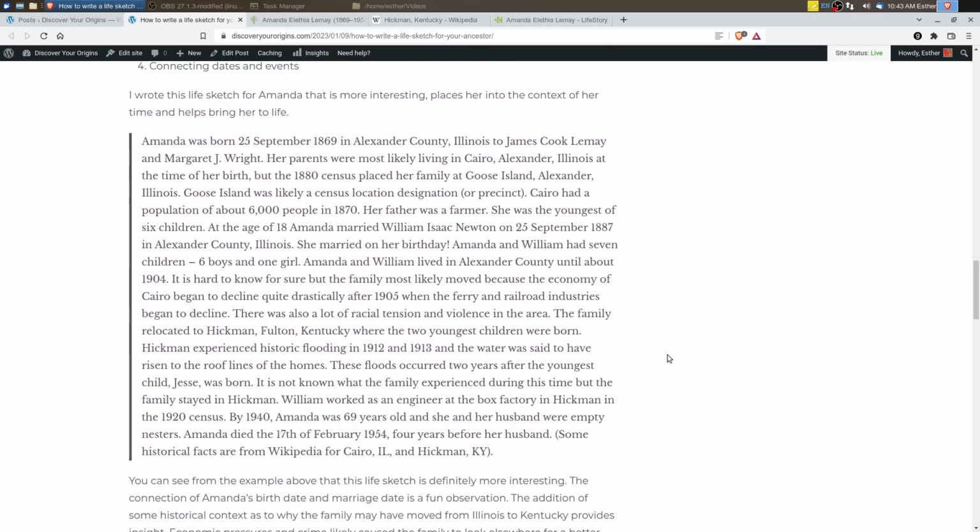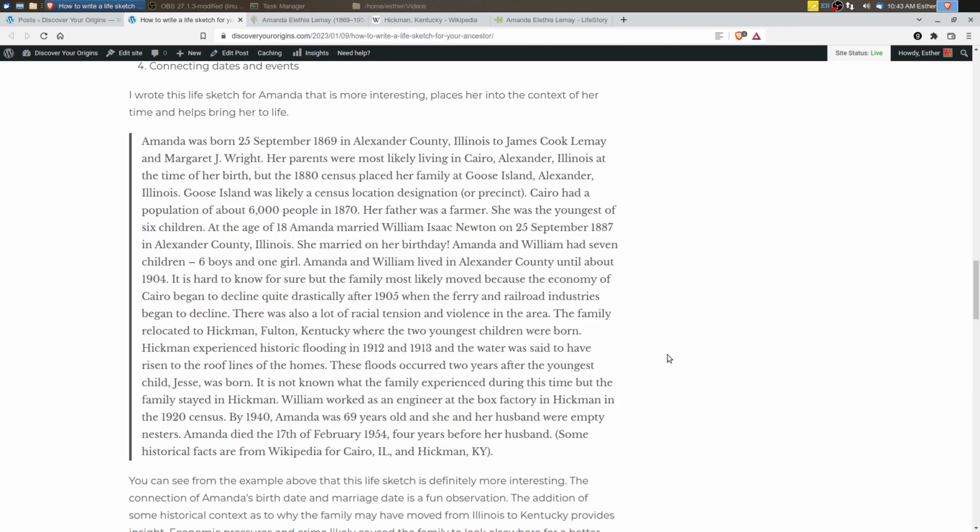Amanda was born the 25th of September 1869 in Alexander County, Illinois, to James Cook LeMay and Margaret J. Wright. Her parents were most likely living in Cairo, Alexander, Illinois at the time of her birth, but the 1880 census placed her family at Goose Island, Alexander, Illinois. Goose Island was likely a census location designation or precinct. Cairo had a population of about 6,000 people in 1870. Her father was a farmer. She was the youngest of 6 children.